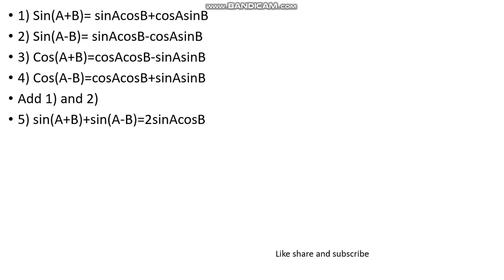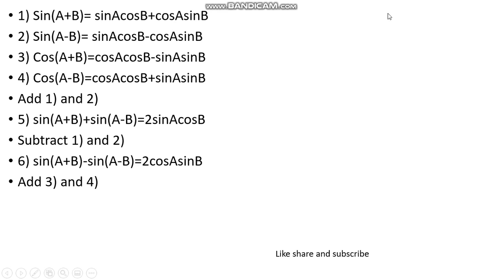Now, suppose I subtract 1 and 2. On the left side I get sin A plus B minus sin A minus B. So here the first one will be cancelled, and you will be getting 2 cos A sin B.